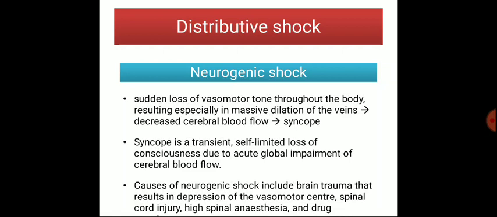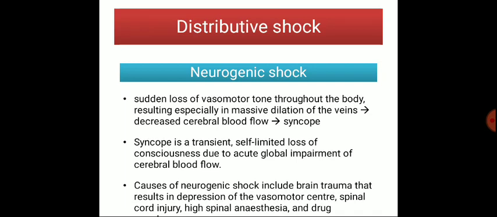Neurogenic shock. Sudden loss of vasomotor tone throughout the body, resulting especially in massive dilatation of veins, which leads to decreased cerebral blood flow and syncope. Syncope is a transient, self-limited loss of consciousness due to acute global impairment of the cerebral blood flow.